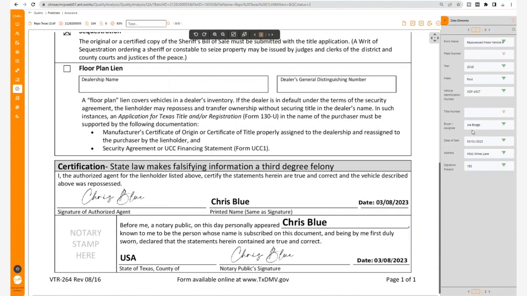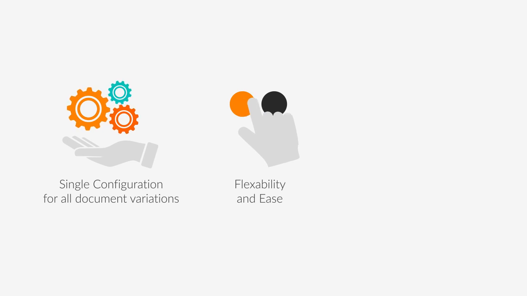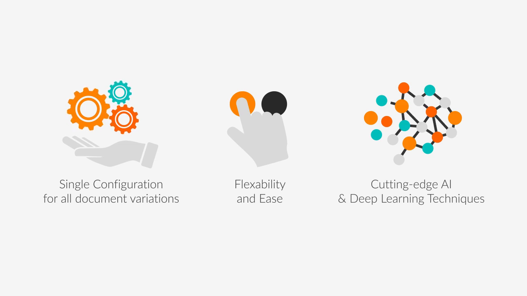The three different unstructured forms for vehicle repossession documents were extracted by a single configuration of CMR Plus. This shows the flexibility and ease in configuration with easy drag and drop low-code, no-code features, as well as highlighting CMR Plus, cutting-edge artificial intelligence and deep learning techniques that enable CMR Plus to quickly adapt to different document layouts and intelligently identify critical information without the need for templating.